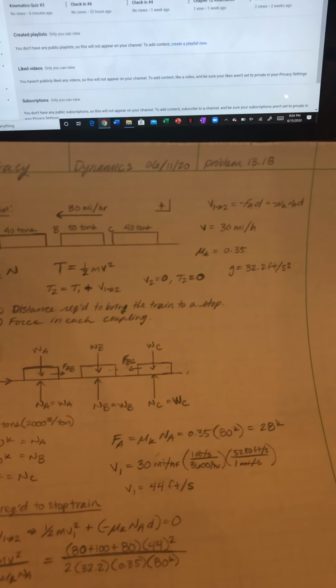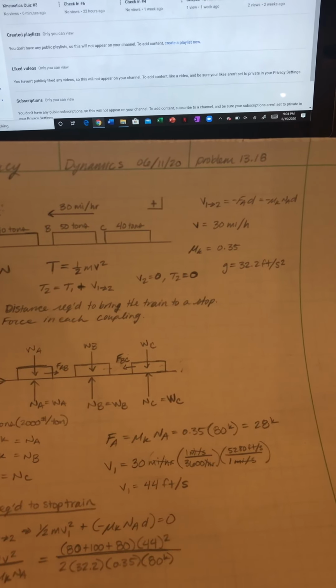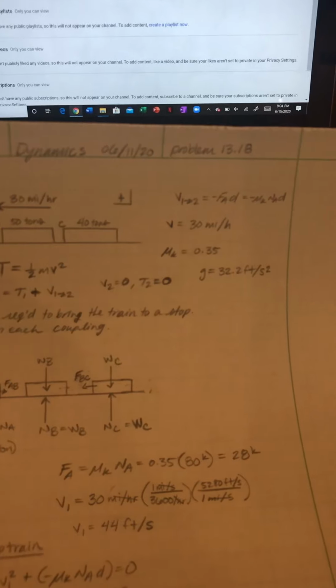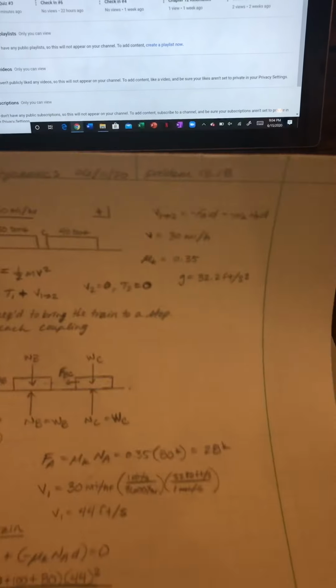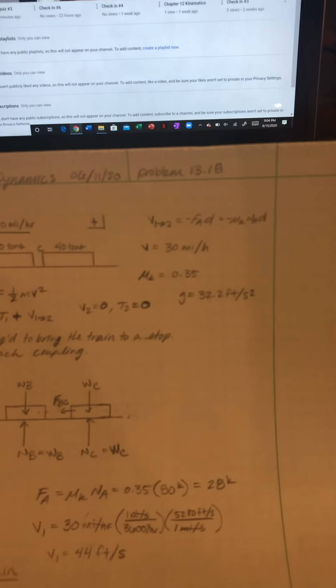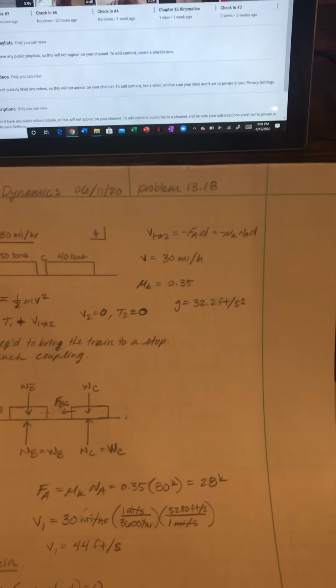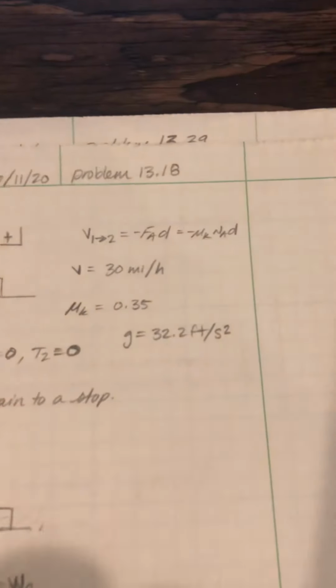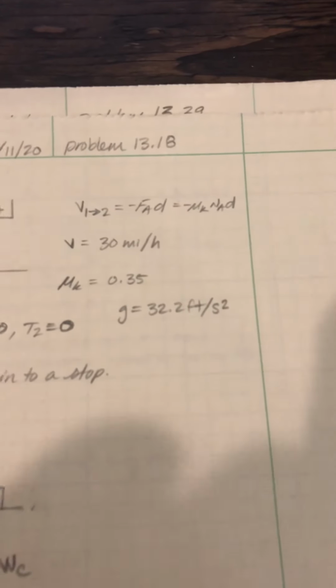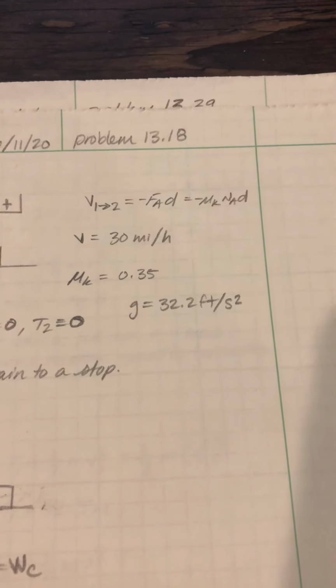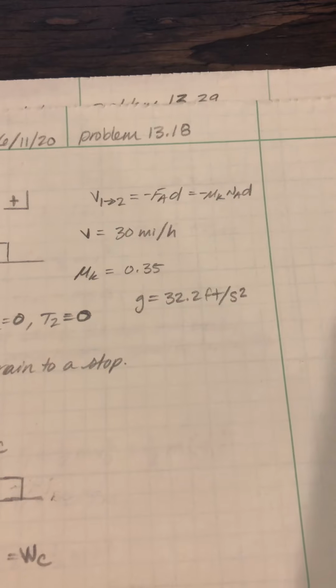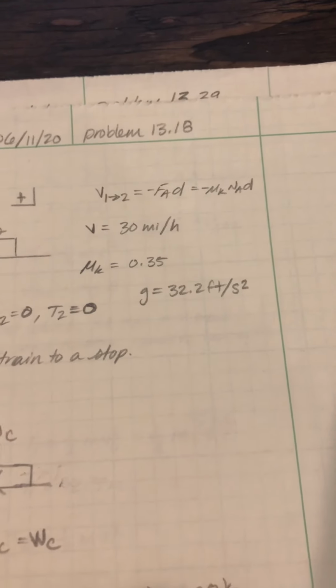And just as we use the U from position 1 to position 2, we can use it in a velocity setting, which is equal to the force at A times distance, which is equal to negative mu sub k times the normal force at A times the distance.